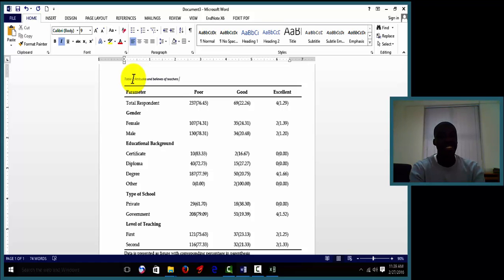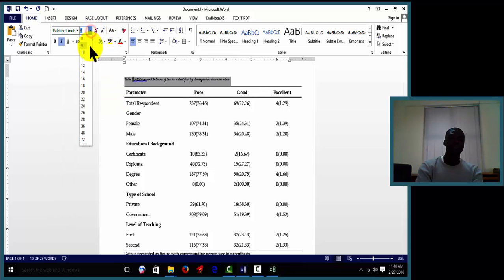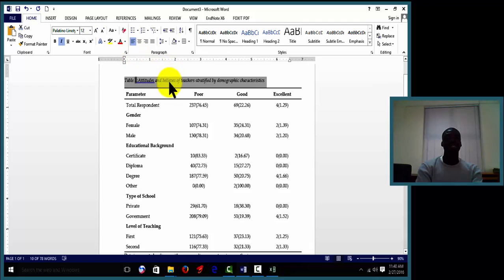But what is important is that in this case, you realize that we have stratified by demography, or demographic characteristics. Yeah, so this is it. You can change this font also. The font has to be just the same as the others. And you realize it is pale. So you go here and then change it either to automatic or make it black.